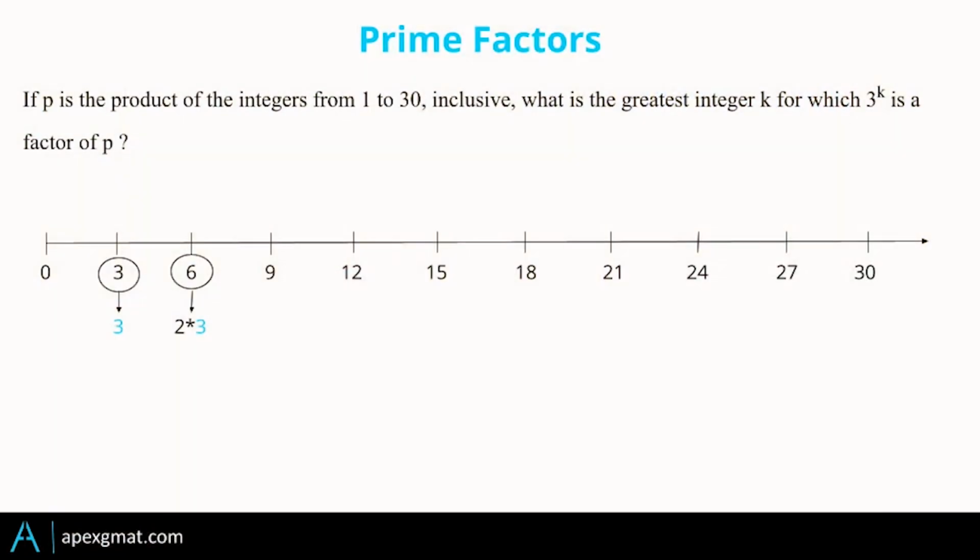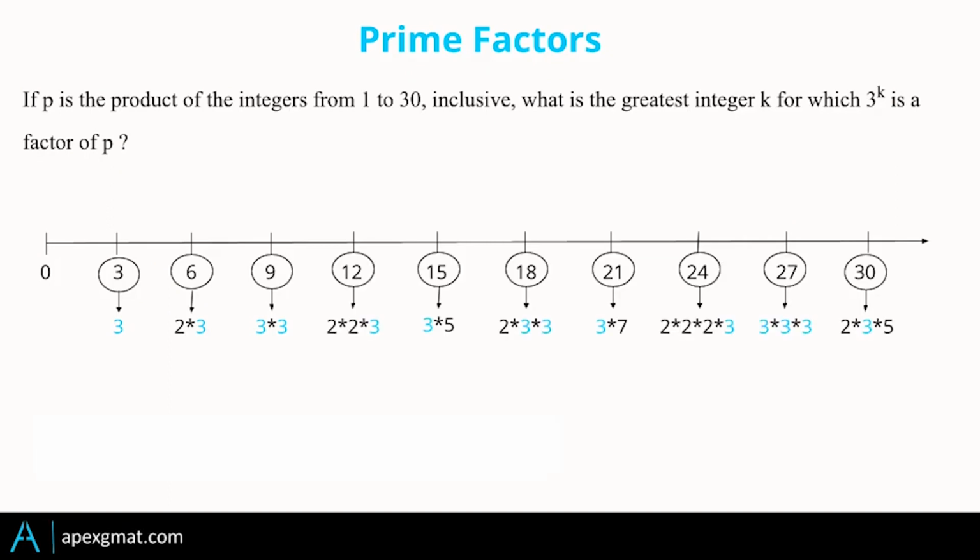So notice that 3 and 6 have a single factor. 9 has a double factor. Every number divisible by 3 has 1 factor. Those divisible by 9, like 9, 18, and 27, are going to have a second factor. And those divisible by 27, that is 3 cubed, are going to have a third factor.